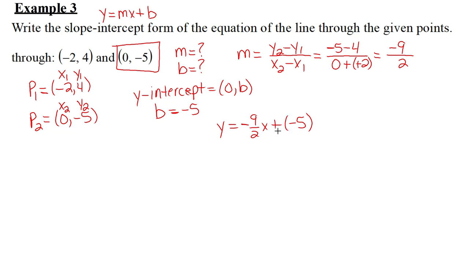Now, we don't like this plus negative here, with this redundancy of signs, so what we do is we simplify that. When you have plus a negative, that means the same thing as minus. So we're going to rewrite this equation as y equals -9/2 x minus 5. So that would be the equation of the line that passes through those two points, (-2, 4) and (0, -5).